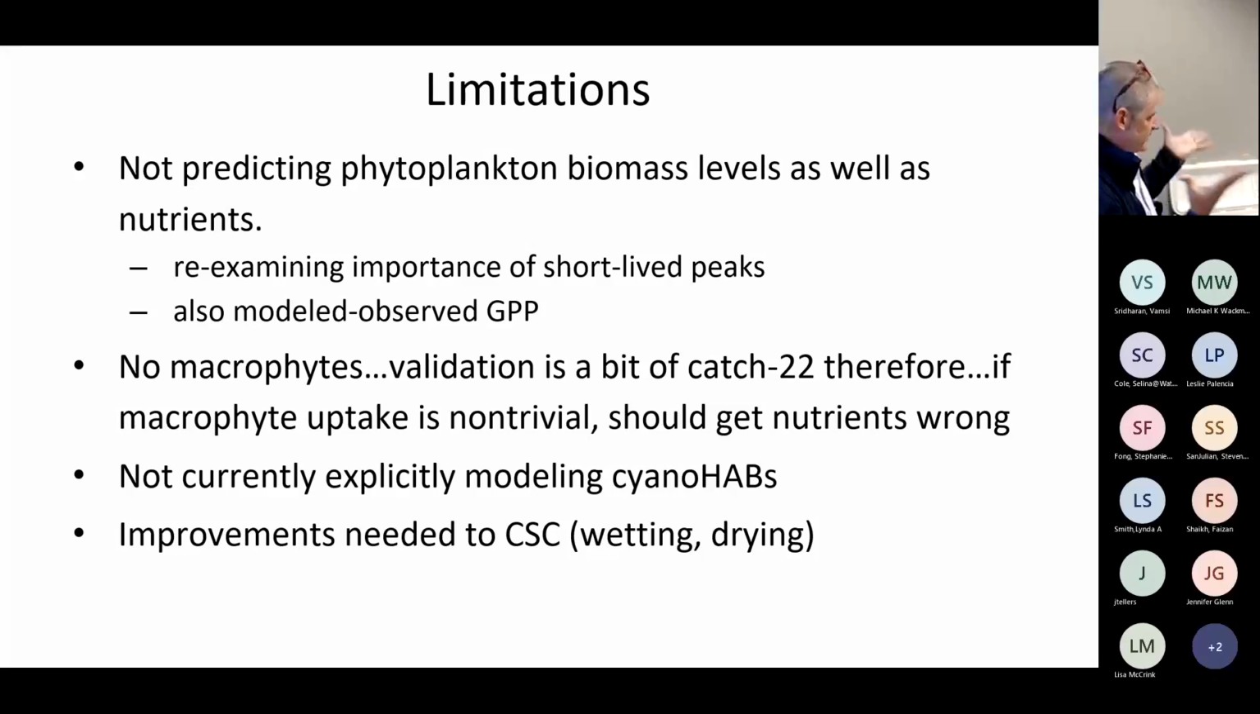So trying to look at more integrated signals. No macrophytes. This is a bit of a catch-22 because, well, if the macrophytes are taking up a lot of nitrogen, and we're not simulating them, well, we shouldn't be trying to do better with calibrating the model because we're missing a key component. But getting those macrophytes in there is non-trivial, although I wonder if Zhenlin has a trick up her sleeve.